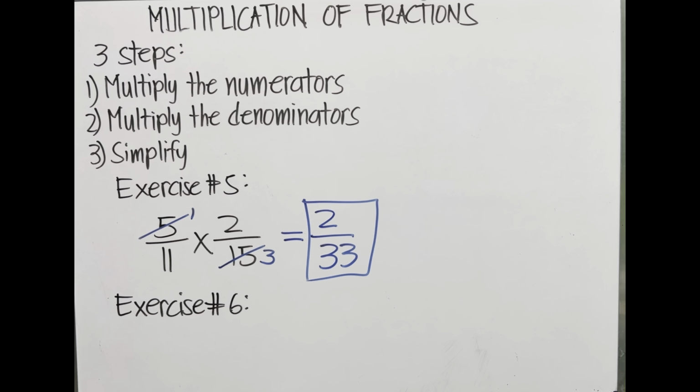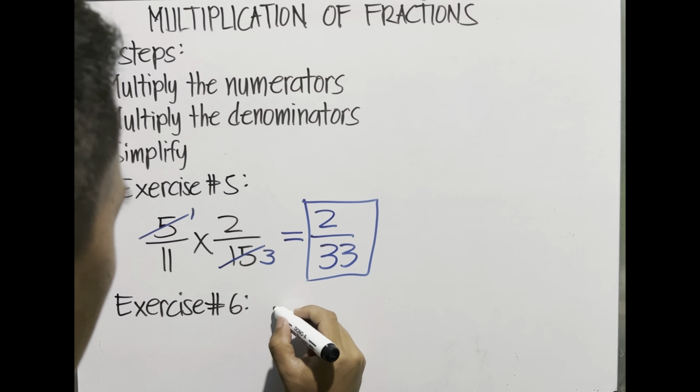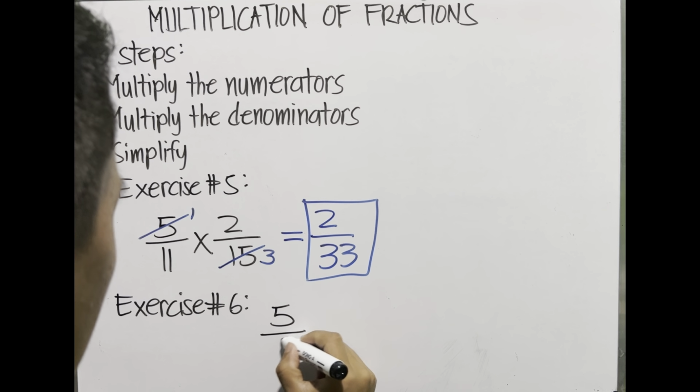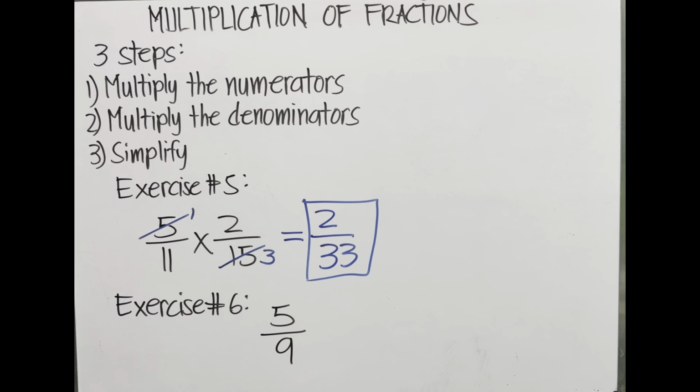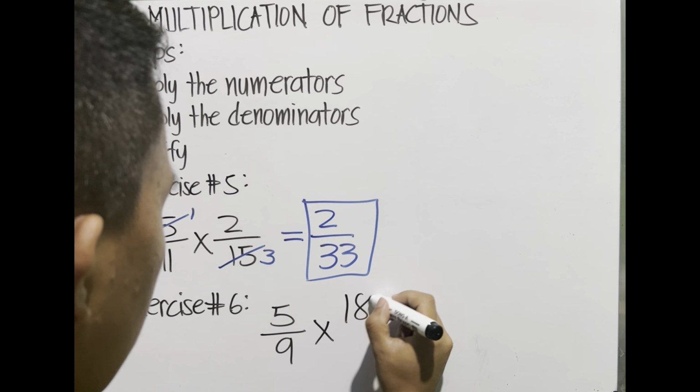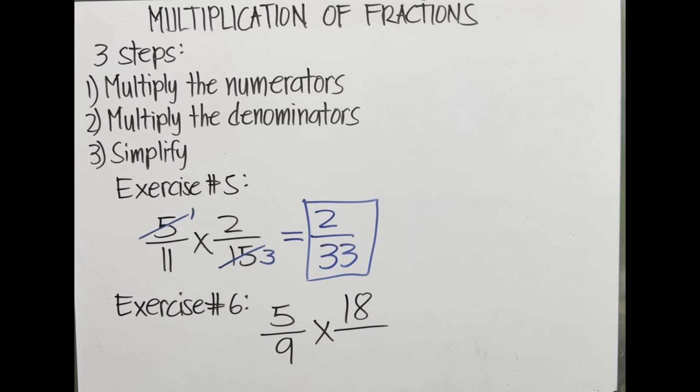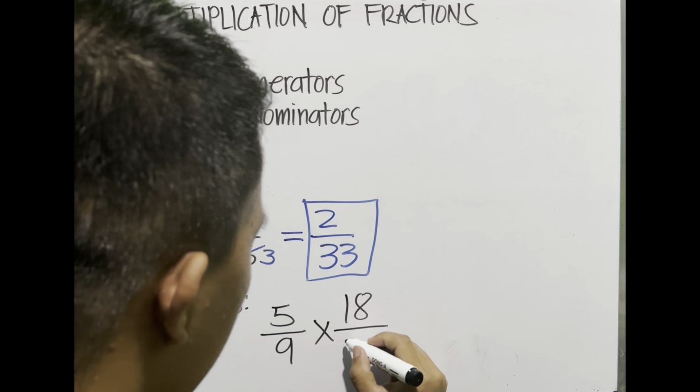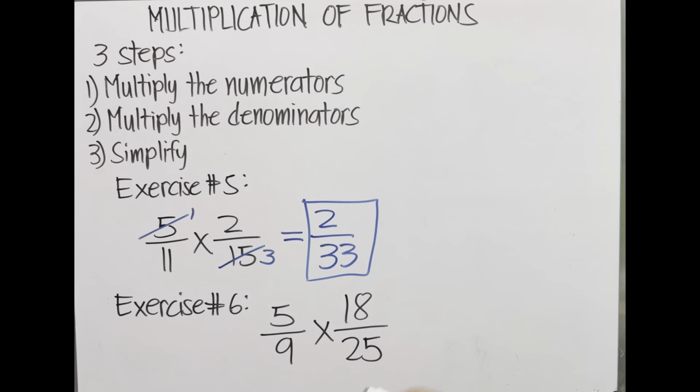How about 5 over 9 times 18 over 25. Ayan, malalaki na naman yung numbers natin. So, gagawin natin is mag-cancellation method tayo.